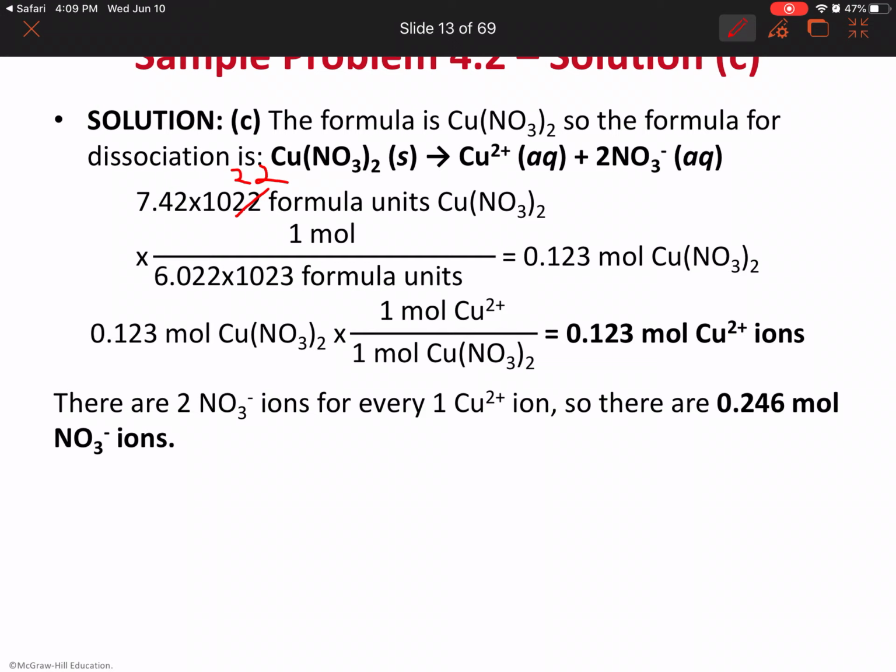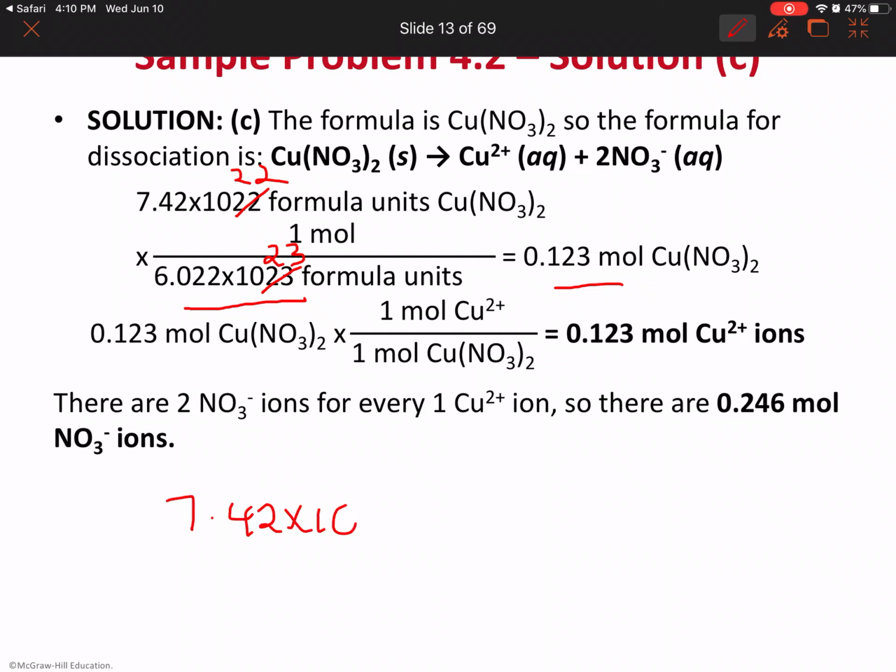We know 1 mole of copper nitrate has this many formula units, Avogadro's number. This again needs to be 10 to the 23. It's a typo right there. That will give you the number of moles of copper nitrate. So this is how you would do it.